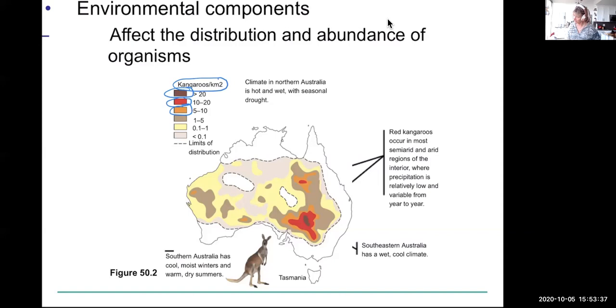So what is the climate like? The climate mimics the number of animals you see per square kilometer. So the very most densely populated are there, then less densely, the red areas. And that's because of the amount of precipitation. So southeastern Australia has a very wet, cool climate. These are red kangaroos. They occur in semi-arid and arid regions of the interior where precipitation is relatively low. So they're widespread.